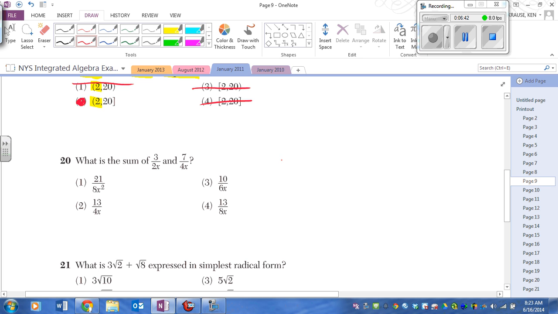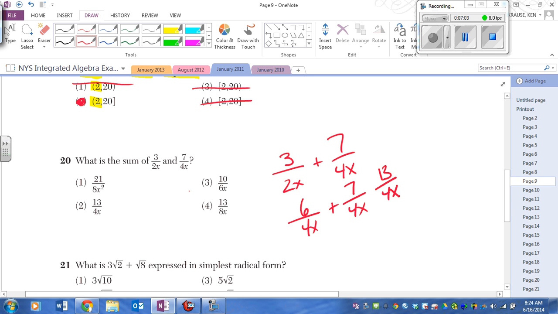Alright, in order to add these, you need a common denominator. So 3 over 2x plus 7 over 4x. Common denominator is going to be 4x. This one's not going to change. This one has to multiply by 2, so I'm going to multiply the numerator by 2, and I get 6. So we get 13 over 4x. Don't change the denominators when we add.